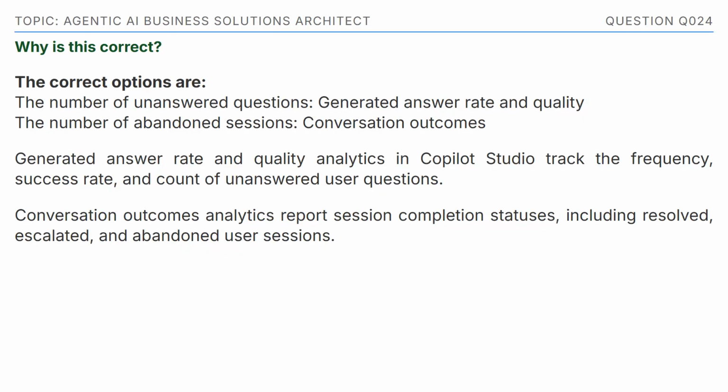Correct options are: the number of unanswered questions, generated answer rate and quality; the number of abandoned sessions, conversation outcomes. Why are these options correct? Because generated answer rate and quality analytics in Copilot Studio track the frequency, success rate, and count of unanswered user questions. Conversation outcomes analytics report session completion statuses, including resolved, escalated, and abandoned user sessions.